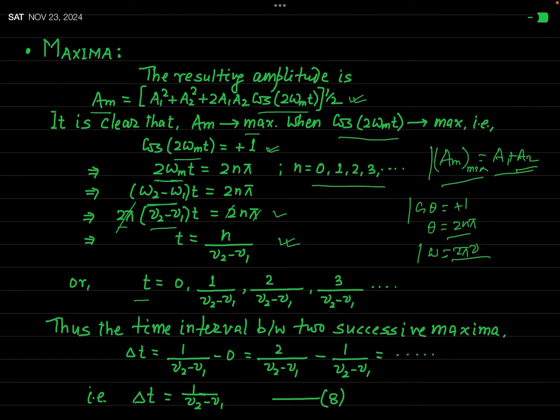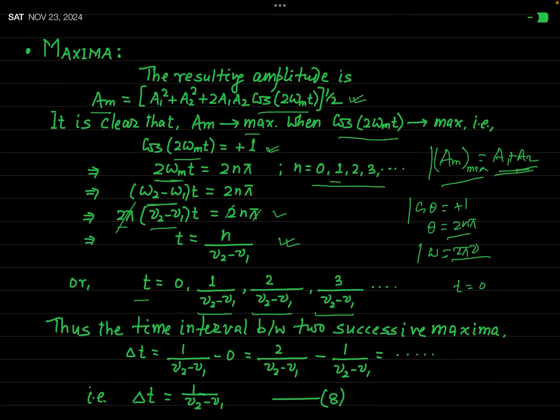So t will be equal to 0 when you take n equal to 0. When you take n equal to 1, then t is equal to 1 over nu 2 minus nu 1. Taking n equal to 2, t will be equal to 2 over nu 2 minus nu 1. Taking n equal to 3, we will get t equal to 3 over nu 2 minus nu 1. So these are the times at which the resulting oscillation will have maximum amplitude, and that will be equal to A1 plus A2. Okay?